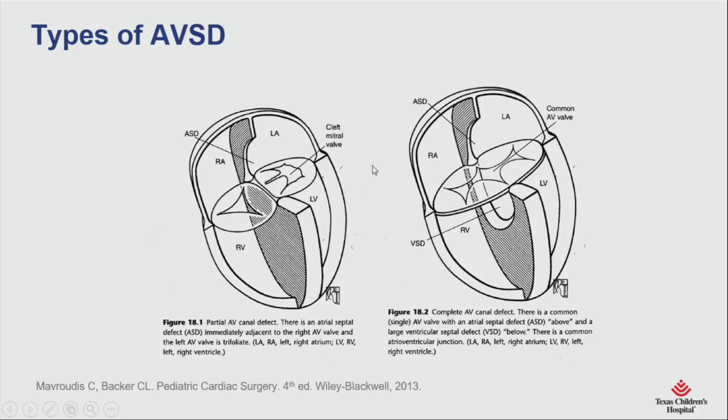We talk about some in-between stage that's called a transitional canal, and that usually means that you have somewhere in between. So you may have a common AV valve with a restrictive VSD, or a VSD that actually just closed with aneurysmal valve tissue, and you have minimal shunting, and you have a primum ASD.